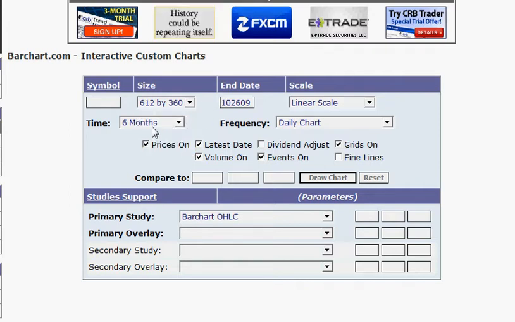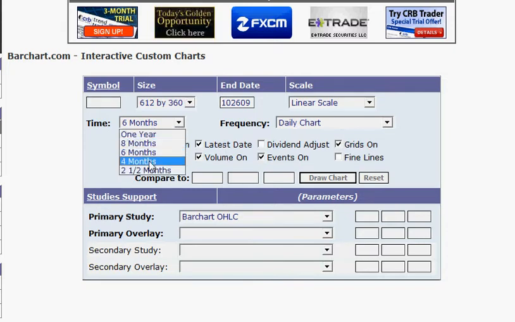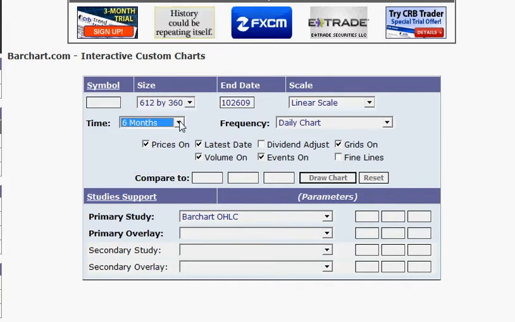6 months is good to look at. That's the default. 4 months is good to look at, and usually I look at 2.5 months. These others, it'd be nice to look at the 1 year chart, but it kind of pushes all the information together. It's a little hard. Usually if I'm going to go farther back, I'll look at a weekly chart or something. So that's that on that.